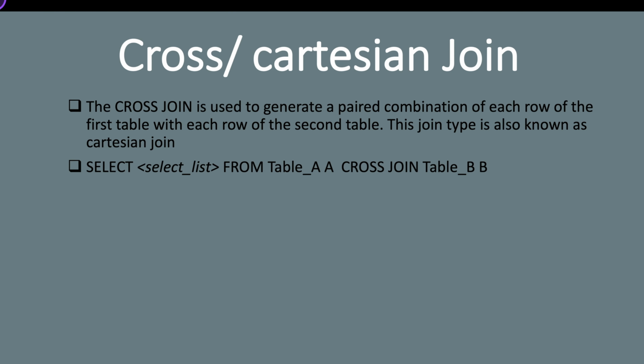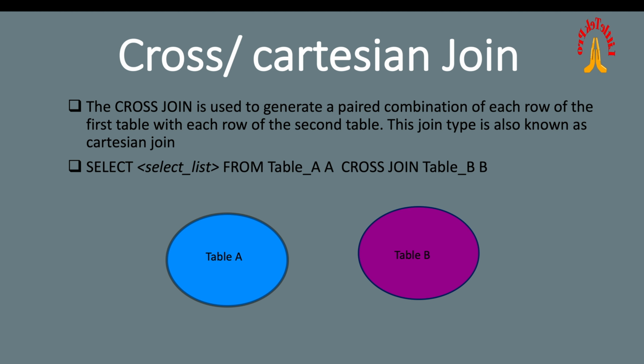Okay, so now let's discuss the cross join. Cross join is basically going to generate the paired combination of each row of the first table and each row of the second table. Suppose table A has 3 records and table B has 3. So 3 into 3 equals 9, it's going to generate that many records. There is no matching or anything. It's going to combine all the records and display them. So let's see practically how it works.